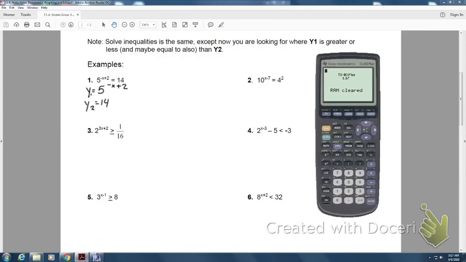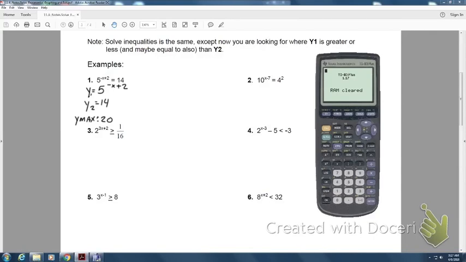So that's really the number that's going to kind of help you to set your window. You want to be able to see that. So you want to make sure that your y max is higher than that. So on this one, let's use 20. Okay, so I want you to graph those two, and you'll see me doing it up here too.